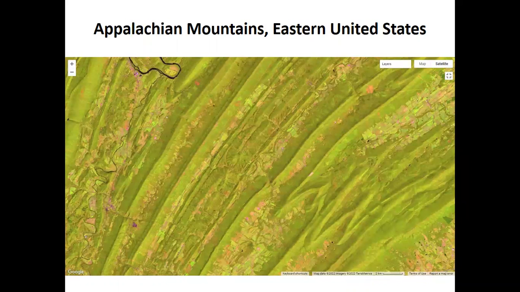A few mountains landscape. This is the Appalachian Mountains in the eastern United States. So you could see mainly forest area and also some small croplands in the valleys. But they are mainly deciduous forests here.